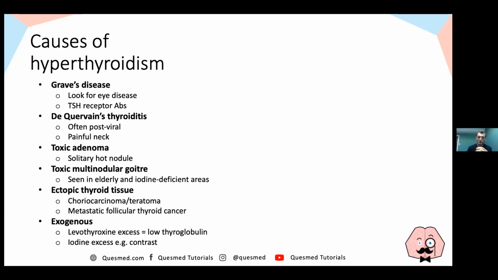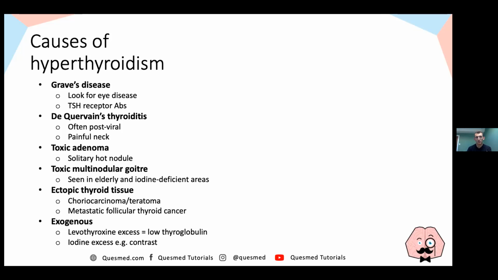Ectopic thyroid tissue, so you can see ectopic thyroid tissue in teratomas, for example, or in metastatic follicular thyroid cancers, where you can get spread of the follicles. And exogenous use, so when patients are abusing levothyroxine, for example, to try to lose weight or something like that.